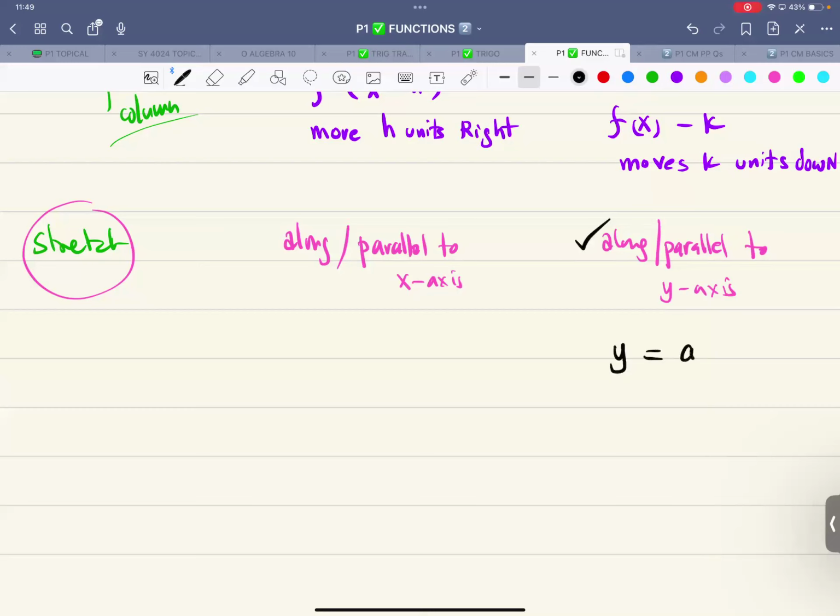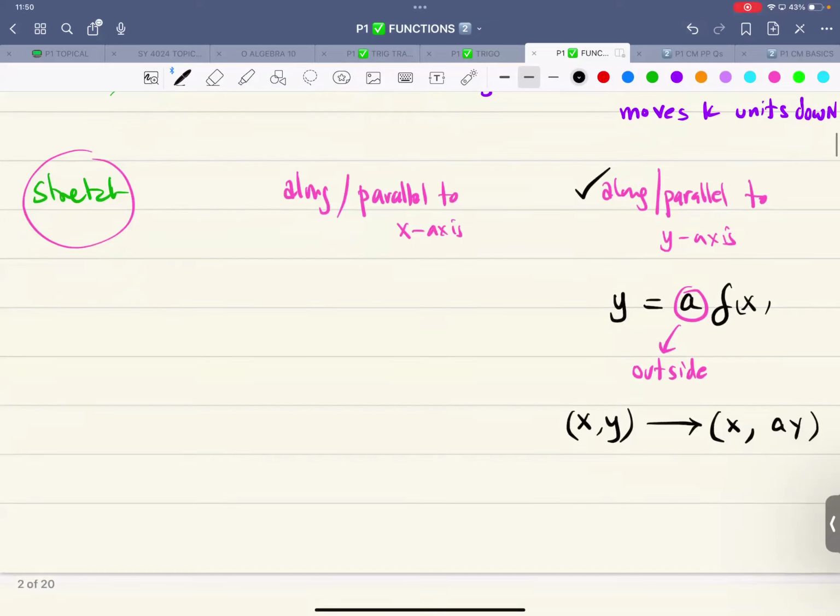y equals a f(x). There is a on the outside. When a is on the outside, what happens? If there is a point, for example, (x, y), x remains as it is. The y coordinate is multiplied by a. And by the way, I'll write scale factor as SF. So the scale factor is a. The y coordinate is multiplied by a.